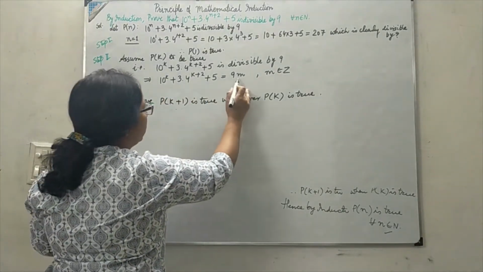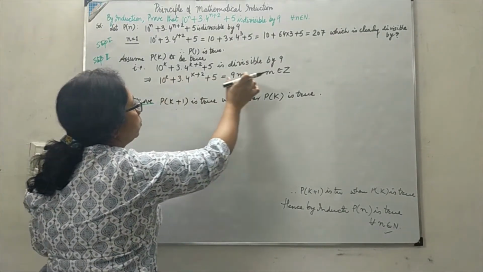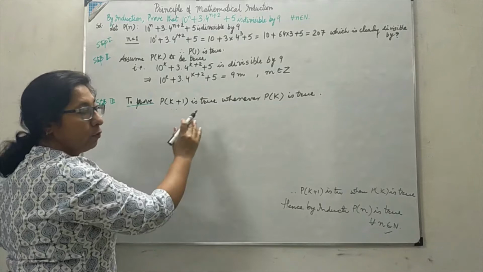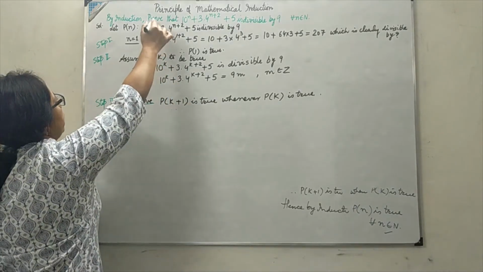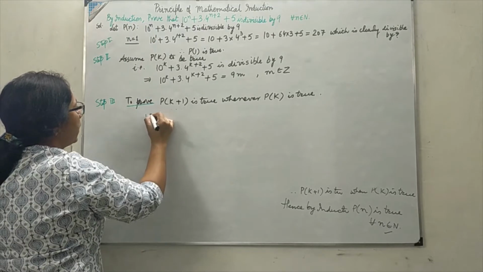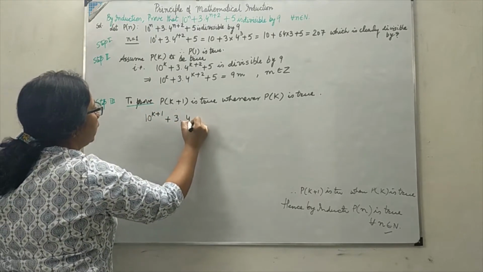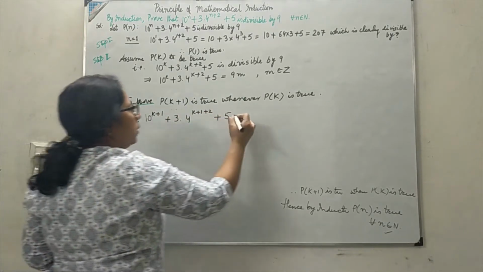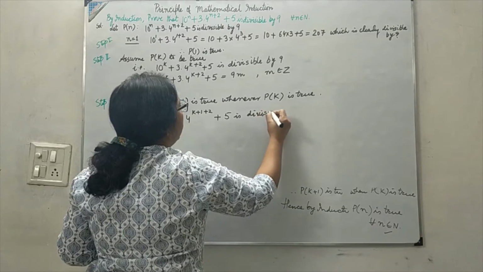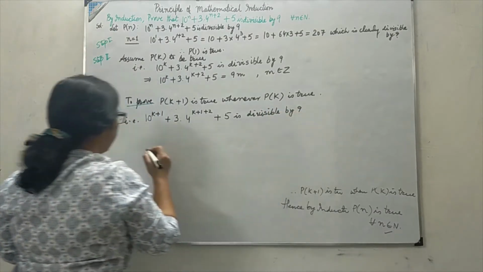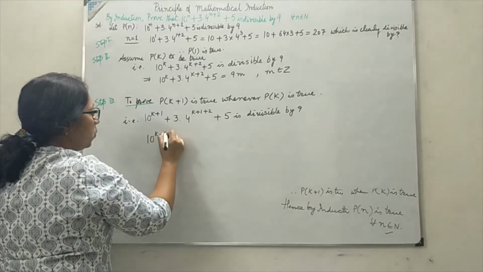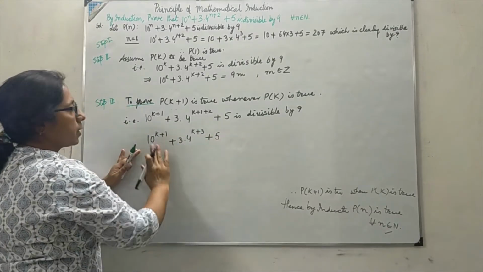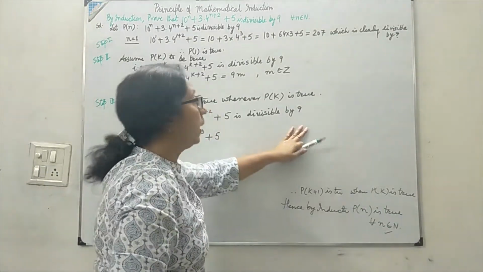Now again I convert one term into the terms of the other to use it later on. First of all, I will write what is to be proved, Pk+1. By replacing n with k+1, this becomes 10^(k+1+3) + 3·4^(k+1+2) + 5. This is divisible by 9. That means 10^(k+4) + 3·4^(k+3) + 5 is the expression we want to prove divisible by 9.